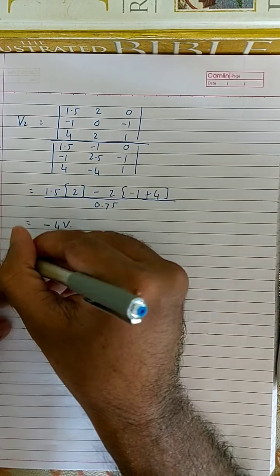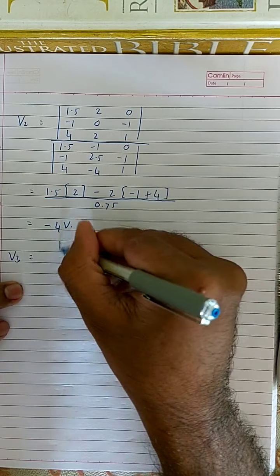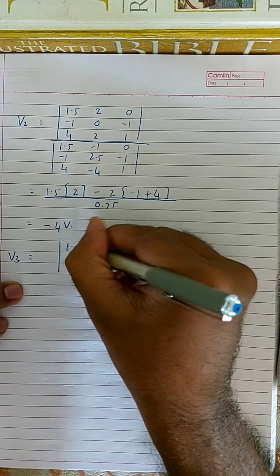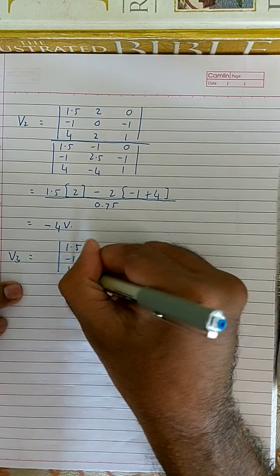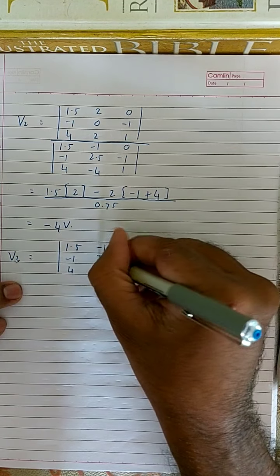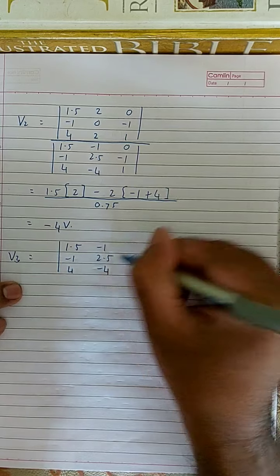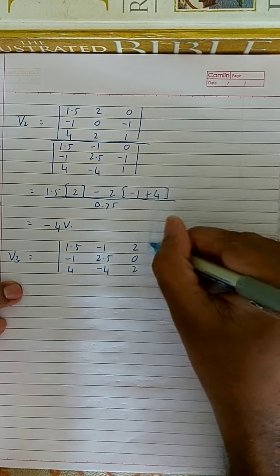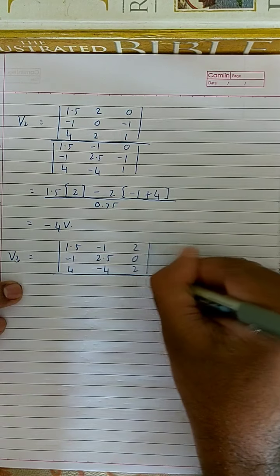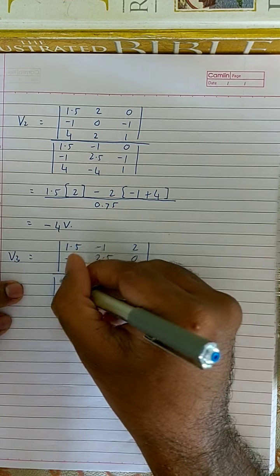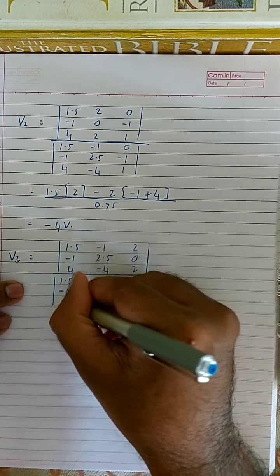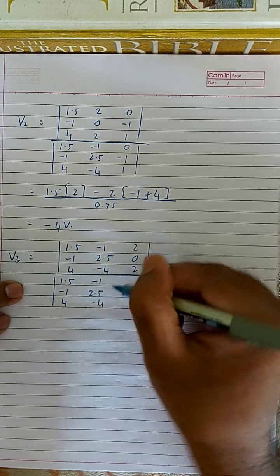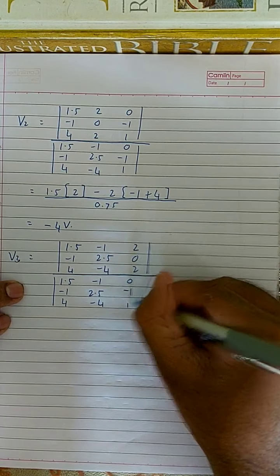Next is V3. V3 is equal to the determinant. Here the third column will be different, right? So it is 1.5, minus 1, 4, minus 1, 2.5, minus 4, and then here it will become 202, divided by, and the denominator will be the same, 1.5, minus 1, 4, minus 1, 2.5, minus 4, 0, minus 1, 1.